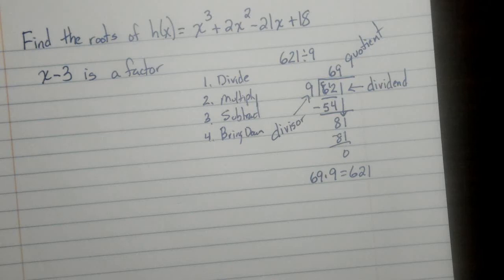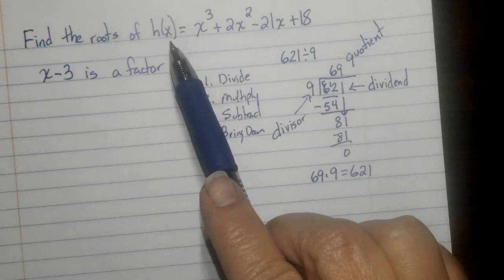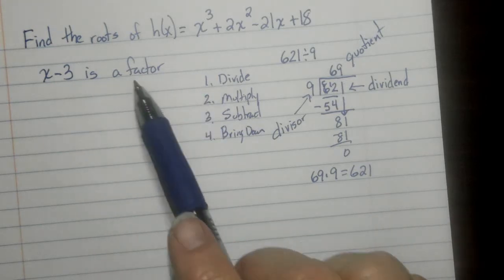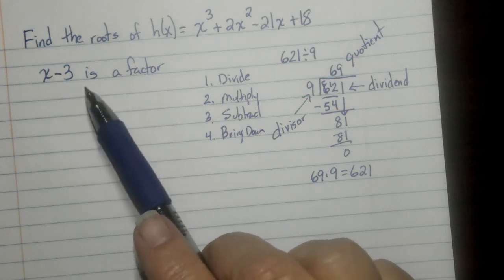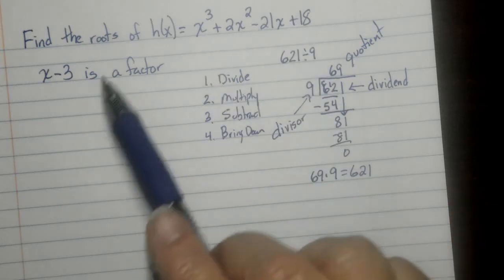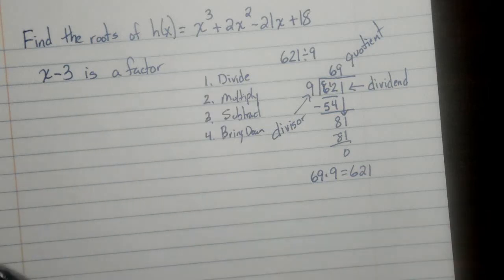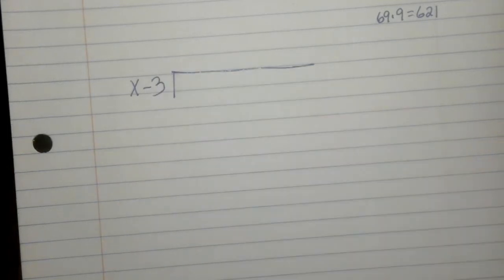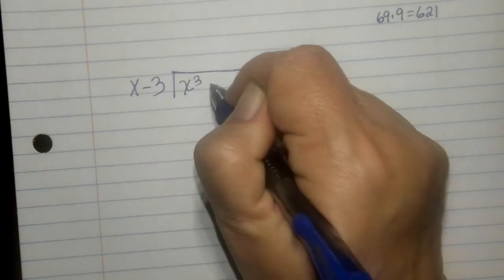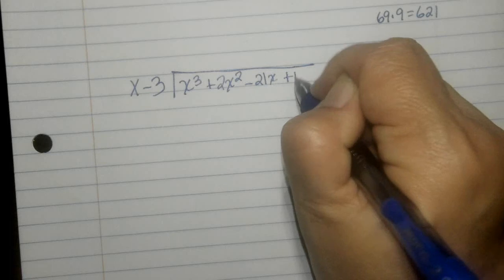Alright? So, my original problem says find the roots of h of x. And I know that x minus 3 is a factor. That means that x minus 3 multiplied by something equals h of x. I'm trying to find out what that something is. So to find out what that thing is for multiplication, I'm going to do division. Slide on down and we're going to set this up. My x minus 3 is my divisor, and I'm going to divide it into x cubed plus 2x squared minus 21x plus 18.